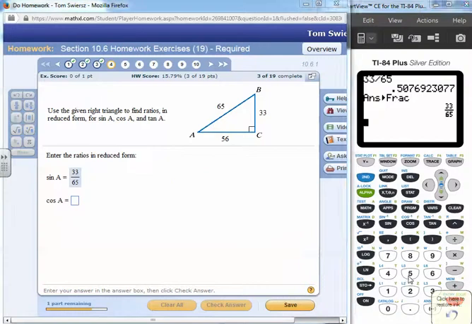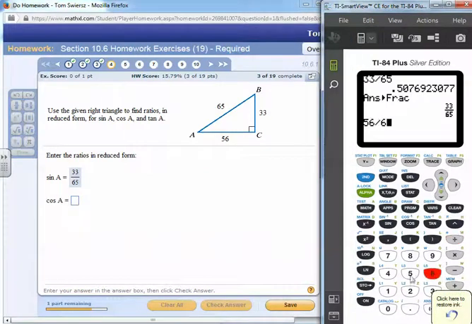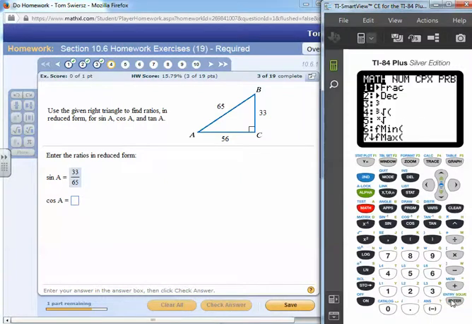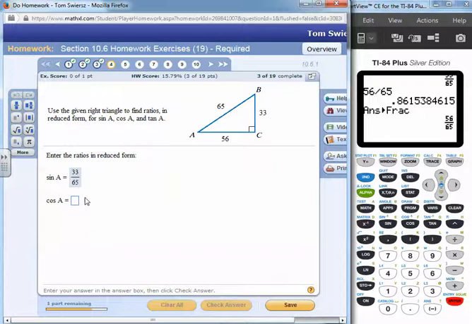56 divided by 65, and math, hit enter twice, and it stays in that form, so it doesn't reduce. 56 over 65.